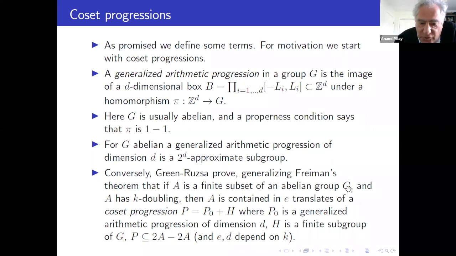On the other hand, a converse was proved by Green-Ruzsa, generalizing Freiman's theorem: if you take a finite subset A of an abelian group G which has doubling K, then A is contained in E translates of a coset progression. Now, what's a coset progression? It's a set P of the form P0 plus H, where P0 is a generalized arithmetic progression of dimension D, H is a finite subgroup, and P is contained in 2A minus 2A. And E and D depend on K, and of course the size of P itself is controlled by the size of A. This is the Green-Ruzsa theorem generalizing Freiman.